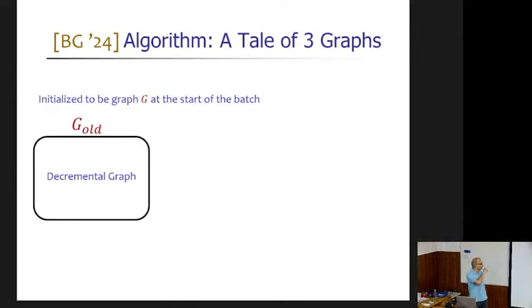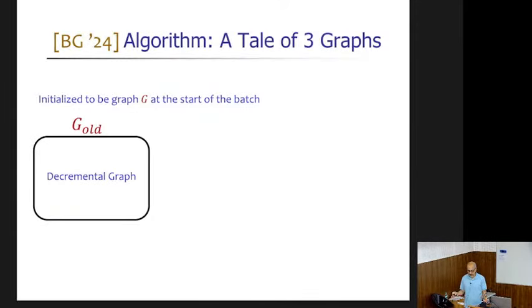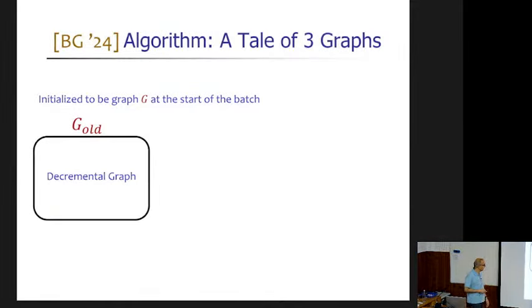So what is this graph G old? Your batch of B updates is about to start. You look at your current graph G at this point in time. That is your graph G old. This is going to remain a decremental graph as the algorithm progresses. Over time, it will only lose edges. No new edges are going to make entry into this graph. How does it lose edges? Well, any deletions which apply to edges in G old during the batch, you will apply them to G old and remove those edges.